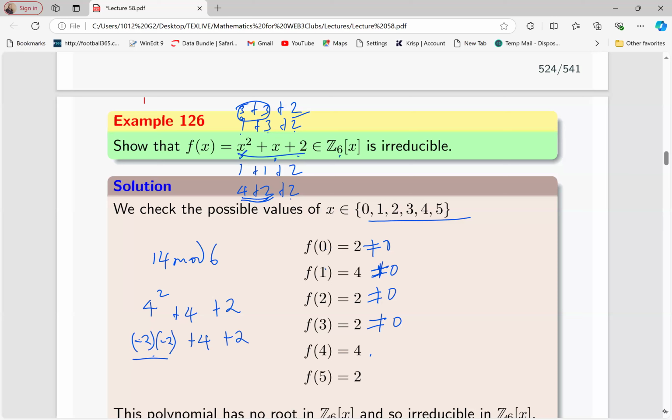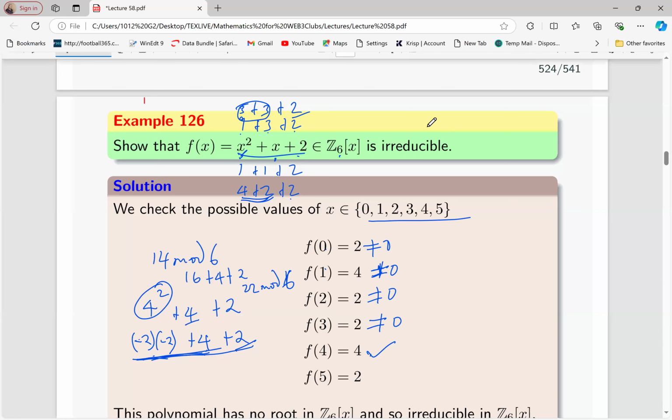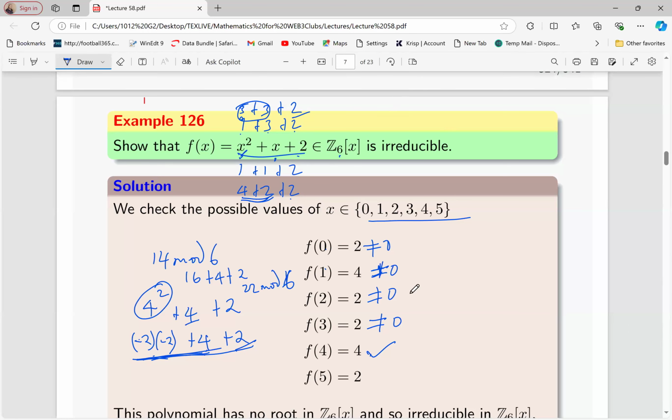So this is 4 plus 4. 4 plus 4 mod 6 is 2. Then plus 2, that gives you 4. I'm reducing this way so that I don't use a calculator. But if you want, you just do 16, then plus 4, that gives you 20, plus 2, that gives you 22, and then reduce mod 6. 6 goes there 3 times because of 18. Then 18 from that 22 will leave 4 here, and 4 is not equal to 0.